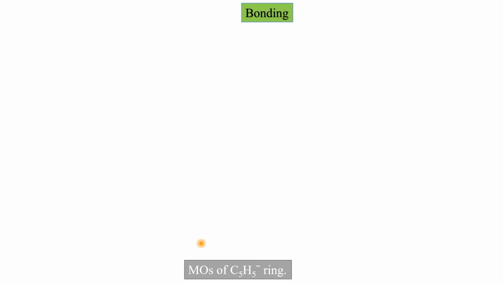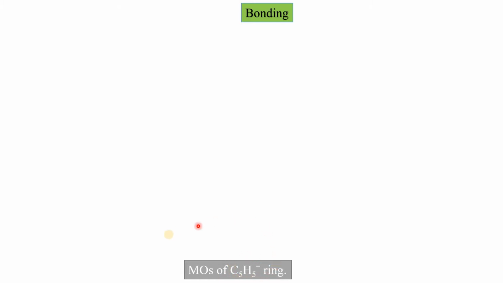Benzene has 6 pi electrons, and the cyclopentadienyl anion also has 6 pi electrons, but there is a difference. Benzene has 6 carbon atoms, an even number, and here the carbon atoms are only 5. So the construction of molecular orbitals is a little bit different from benzene. In benzene, there are 6 molecular orbitals, 3 bonding, containing the 6 electrons, and 3 anti-bonding, which are empty. But here we have only 5 molecular orbitals.